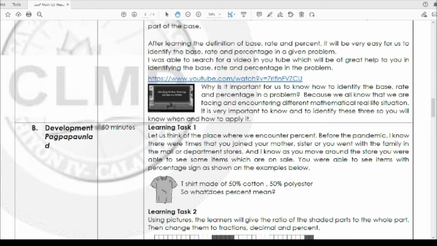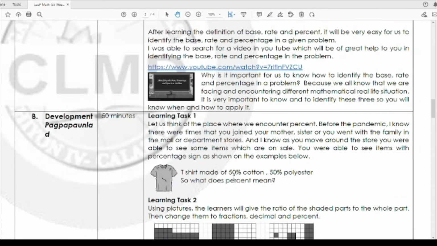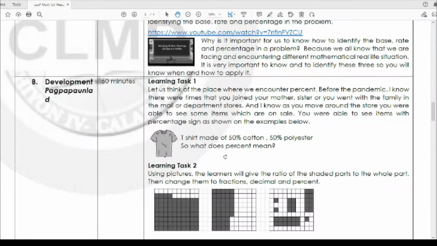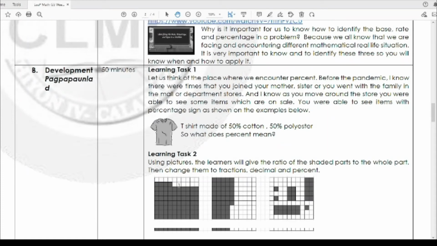In our picture here is a t-shirt made of 50% cotton and 50% polyester. So what does percent mean? Okay, give your answer from learning task number 1. After that, you may now move to learning task number 2.